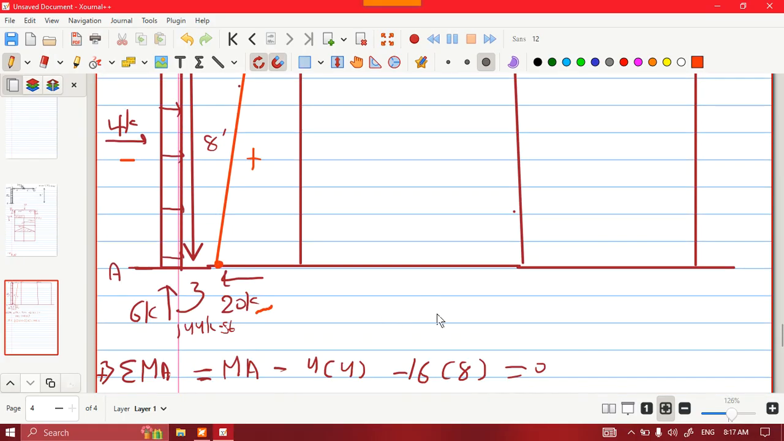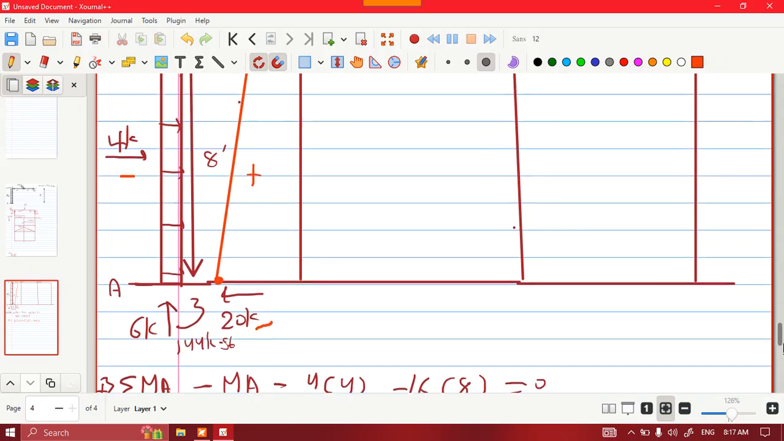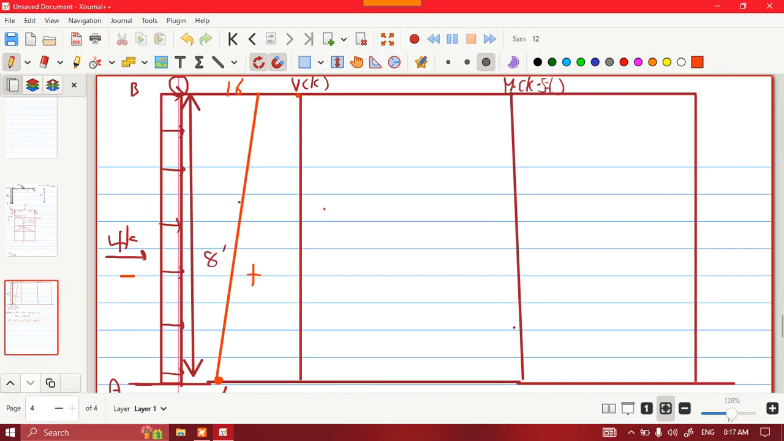So now I will draw the moment diagram. I have here counterclockwise moment 144 kip-feet. So counterclockwise is negative. This point is minus 144 kip-feet. So how can I go? I'm going to go as usual, parabola. So I'm going to go like that, like this, approximately. But I can't draw it properly because it's hard, to be honest. Yes, this is our moment diagram.